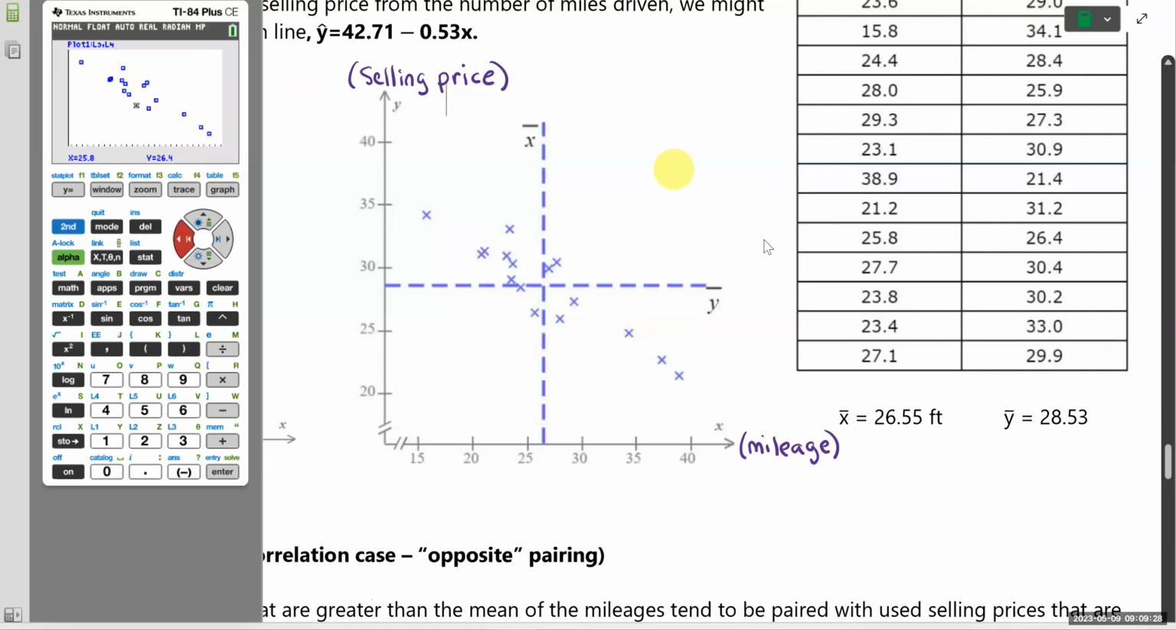And then if we average all those x values, if we average the mileage on these 16 Cadets, that comes out to be 26.55. So I just averaged those numbers. And so on this graph, the sample mean, that location there is 26.55. So I'm just going to label that. So the average mileage on these 16 cars was 26.55, and it's in 1,000 miles. And then the selling price average for these 16 Cadets, so the sample mean for the selling price, is 28.53. That would be that value.